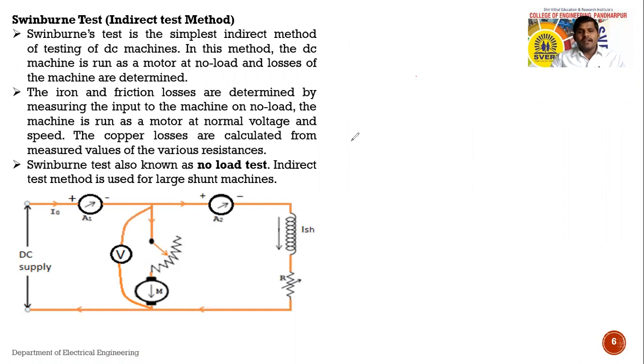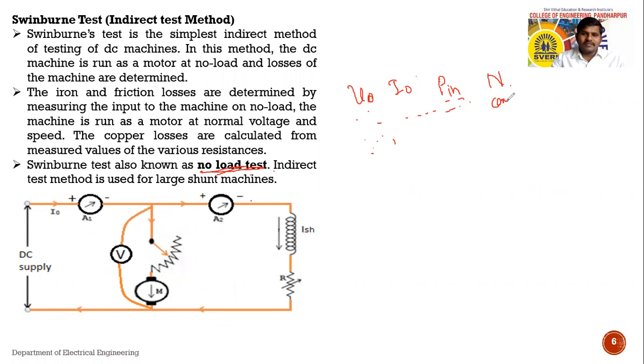Now why is it called an indirect method of testing? We are not directly putting load on the machine, because we run this motor only on no load condition. Once the machine is running on no load condition, we are able to take the reading of no load voltage, V0, no load current, I0, and the power taken at the no load condition, that is P input.